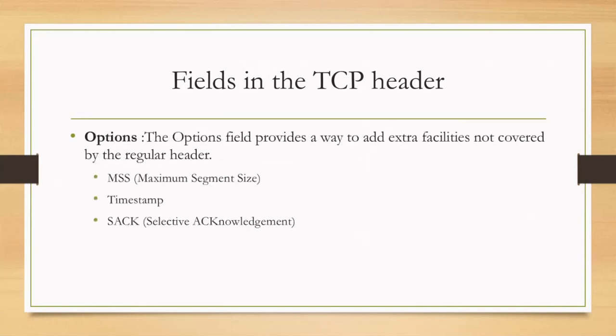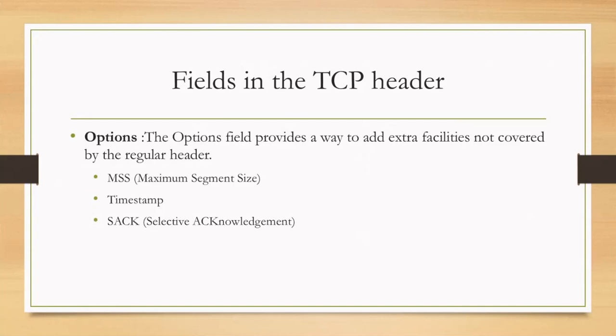And finally, we have the optional fields. In the optional fields, this is basically a way of adding extra facilities which are not there in the regular header. Like I said, the add-ons to the TCP. If you are using some add-on facilities, there is no place in the header to send information about these. In that case, you can use these optional parts.